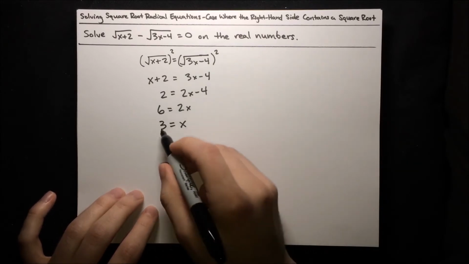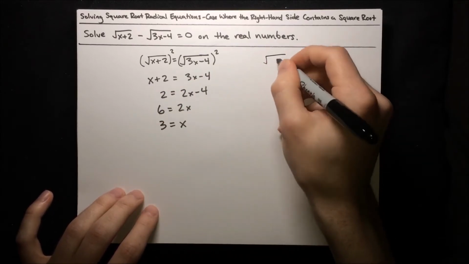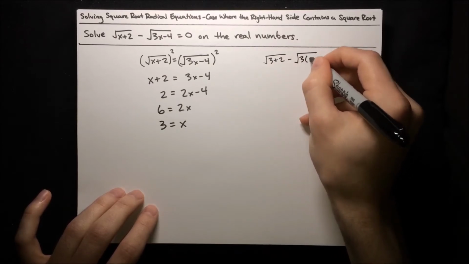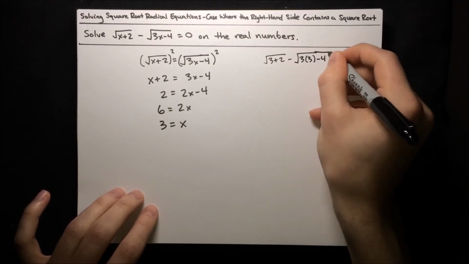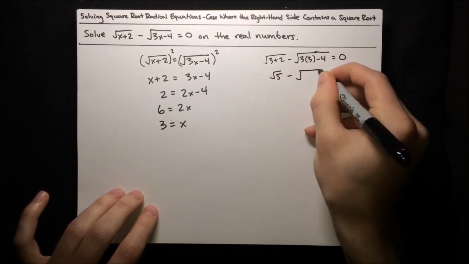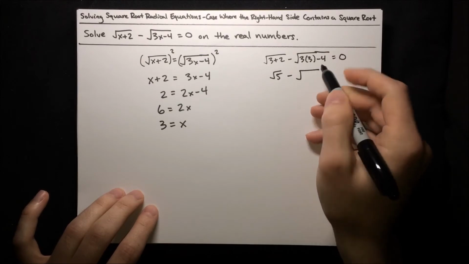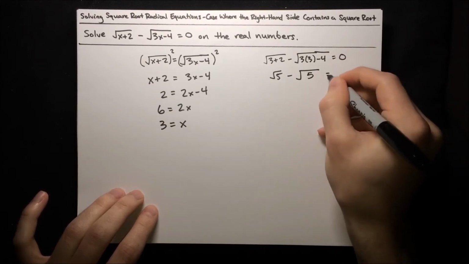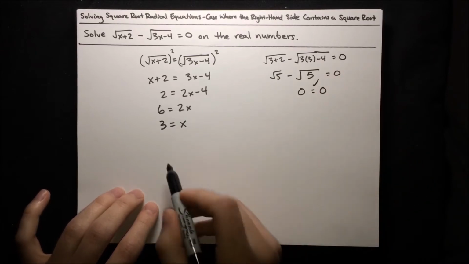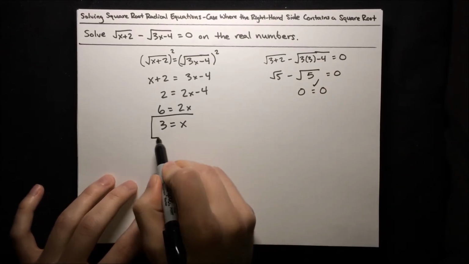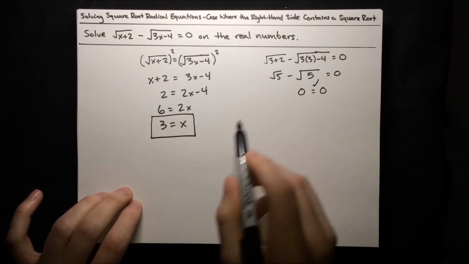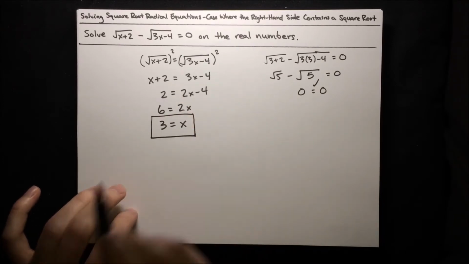If we plug in 3 for x here, we get root of 3 plus 2 minus root of 3 times 3 minus 4 is equal to 0. So that's root of 5 minus root of, this is 9 minus 4, so 5, equals 0, and 0 equals 0. Good, so this does work, so this is okay. In a future example, we'll see an example of a solution that doesn't work. But for now, this is all good.